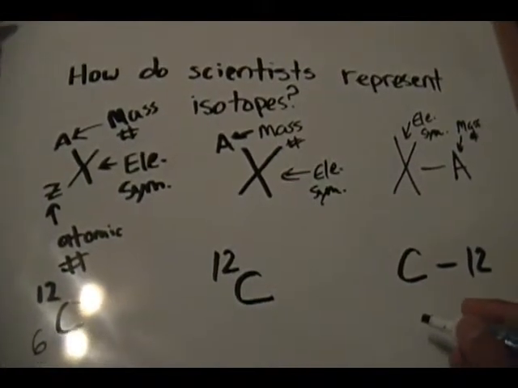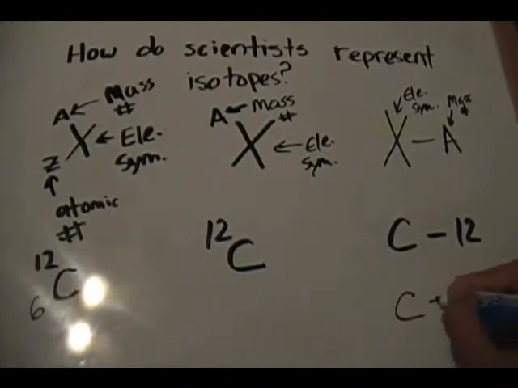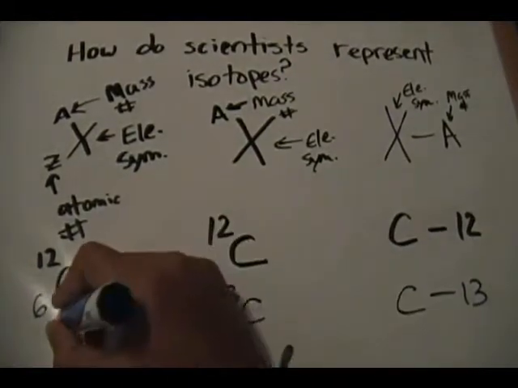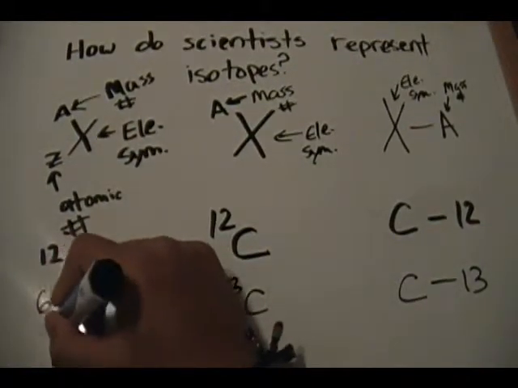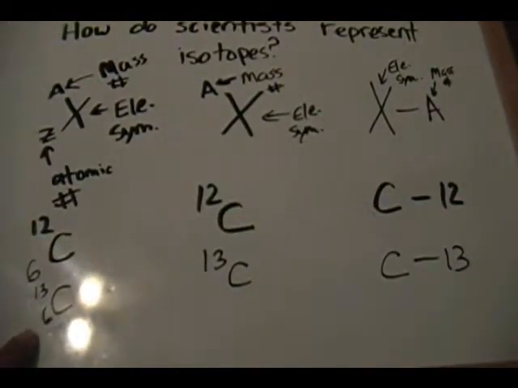Let's do it for carbon-13 briefly. Here's carbon-13 and carbon-13 with a 6. You see how that number remained the same? Like I've been telling you this whole time, the atomic number does not change for one given element. It always remains the same. The only thing that changes for isotopes are the mass numbers. So there you go, carbon-13.